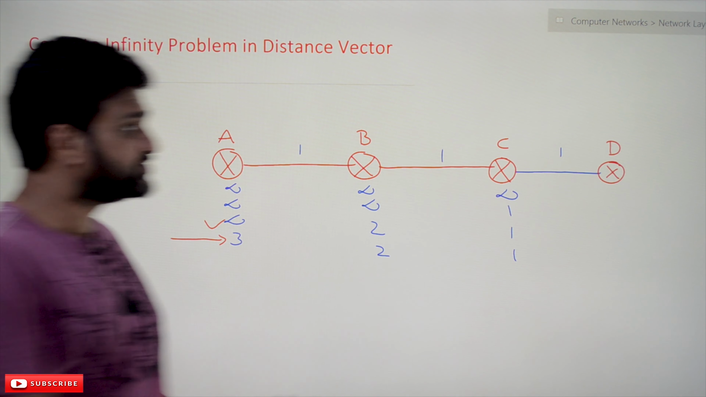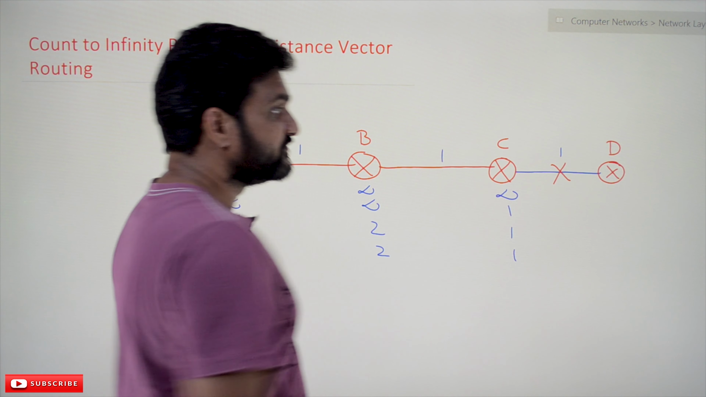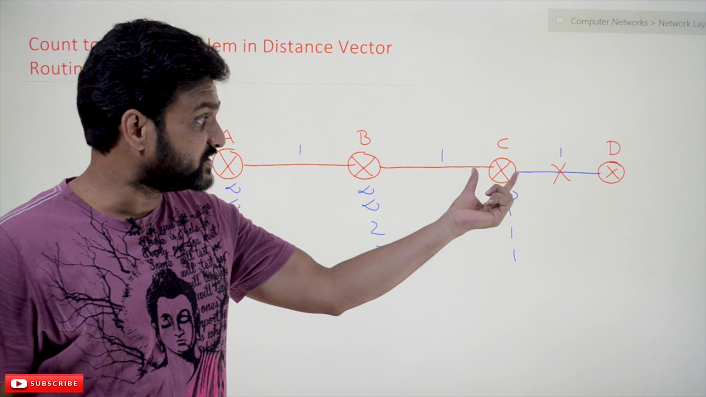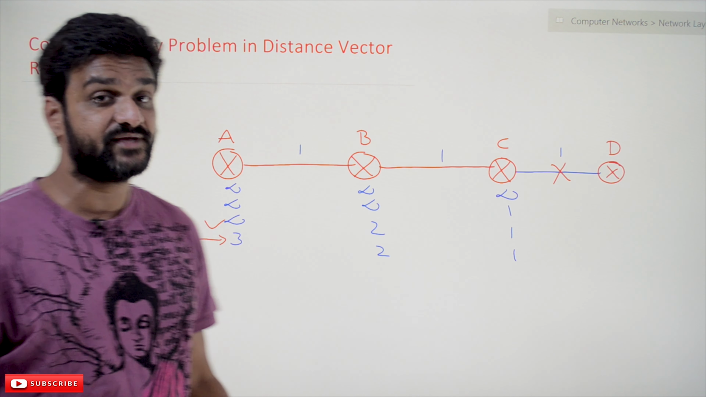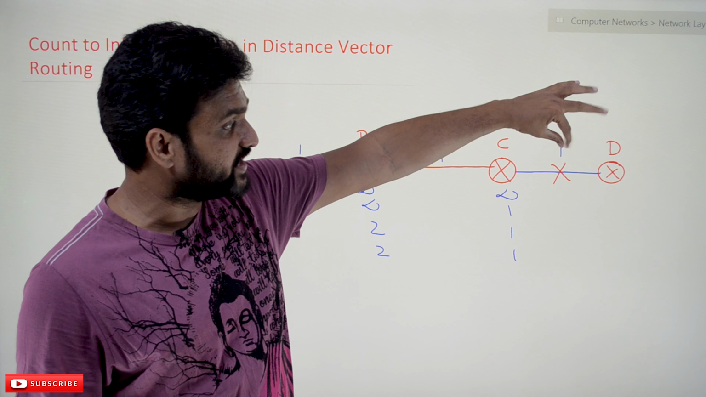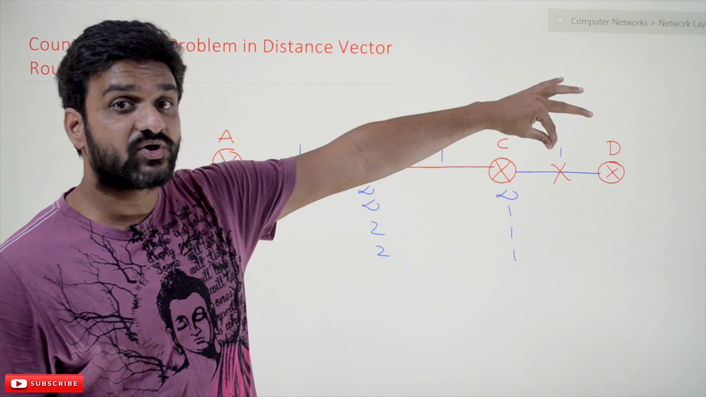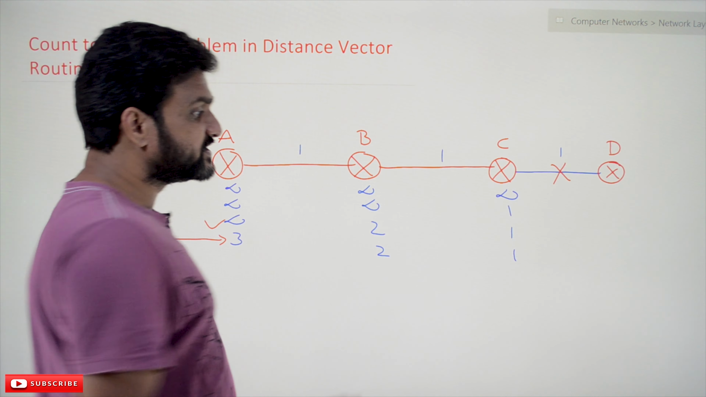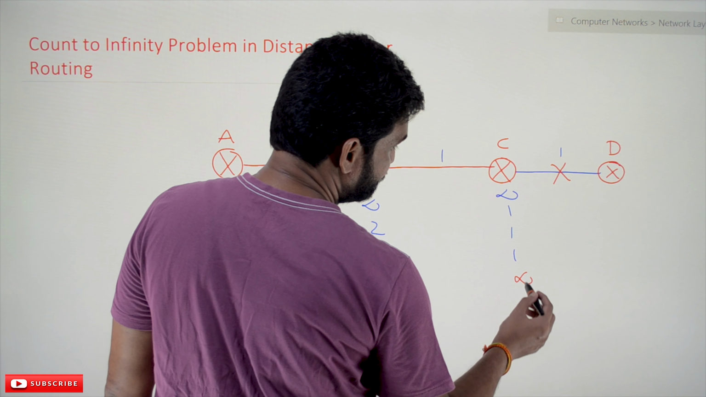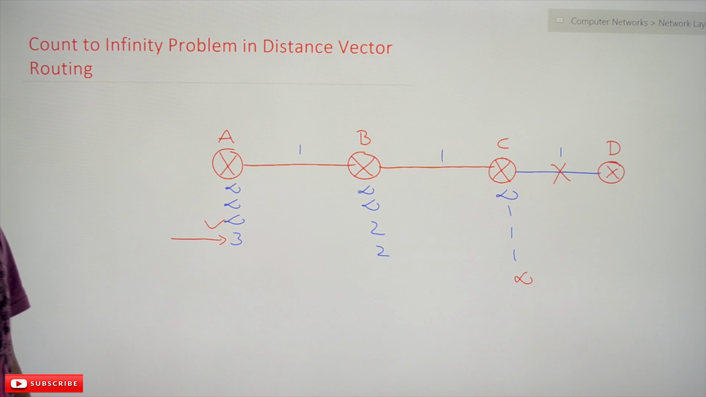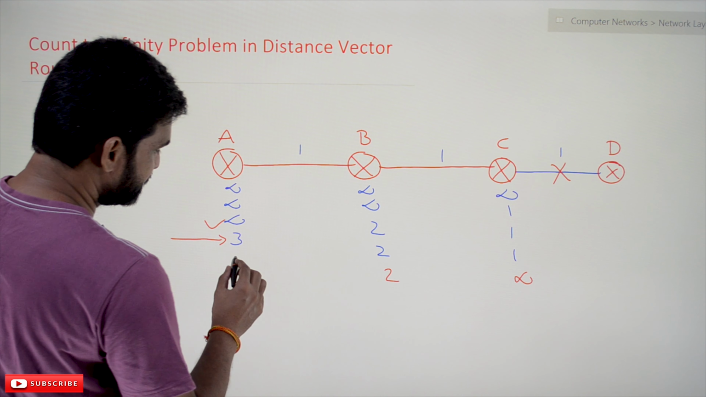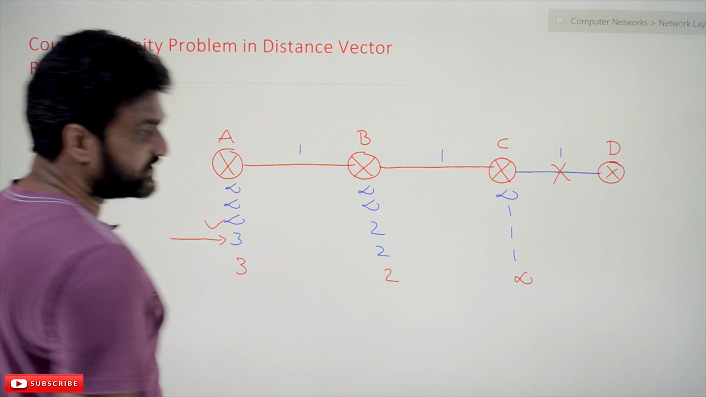Now for example, assume that this link has been broken. If the link has been broken, who will know? C will, as C is directly connected to D. C will know that the connection between C and D has been broken. With this broken link, C will update that D is not reachable. It will update its distance value to infinite, and the other values will remain the same, but this value has been updated.